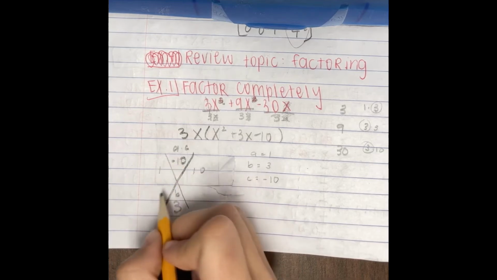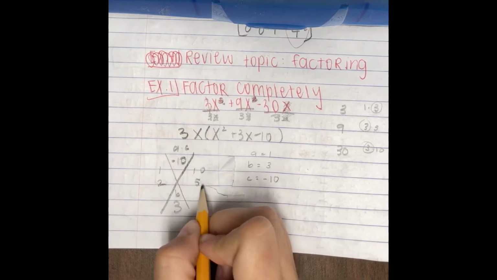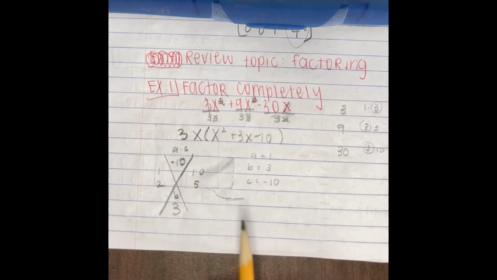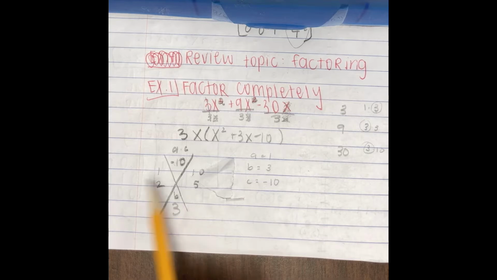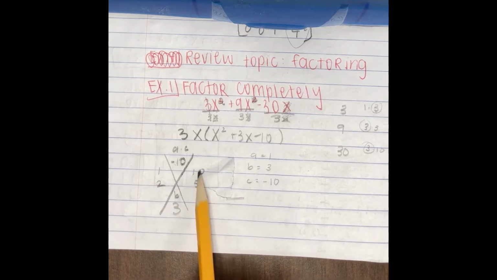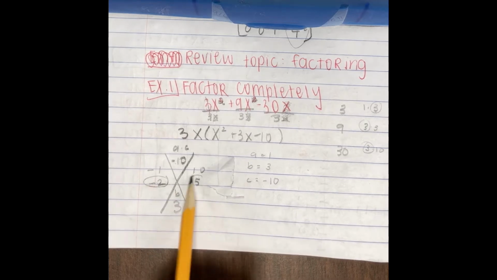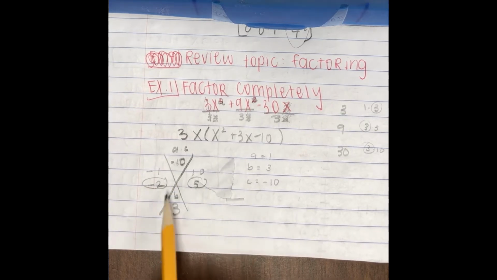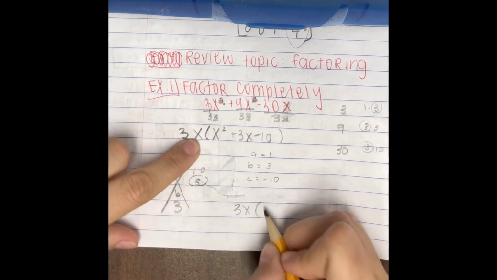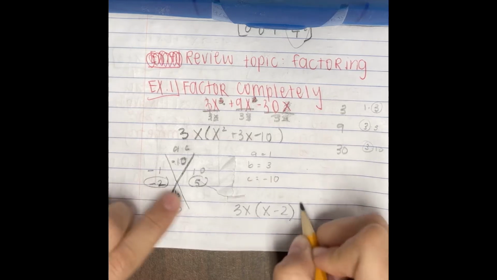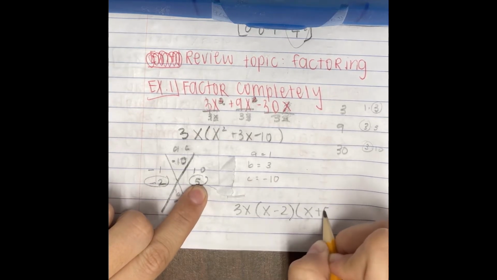So 1 times 10 is 10, and then 2 times 5 is 10. To multiply and give us a negative, one would need to be negative. Since they add up and stay positive, your larger number is positive. So you can see negative 2 and 5 multiply to be negative 10, and negative 2 plus 5 is 3. So our answer would be 3x out front, and then we'd have x minus 2 and x plus 5.